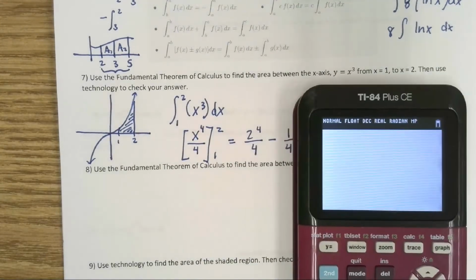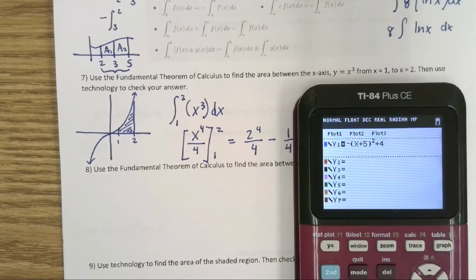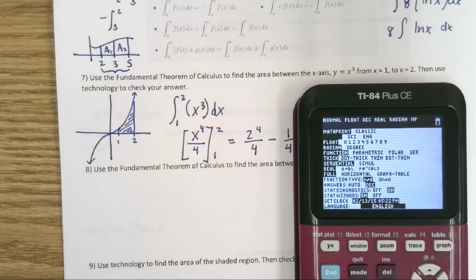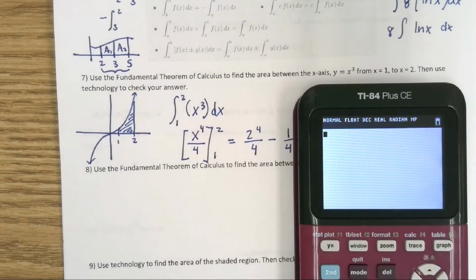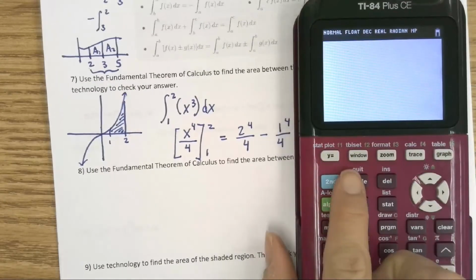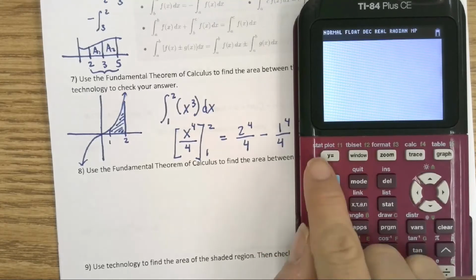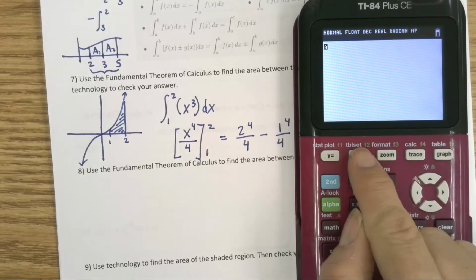So first thing we're going to do is graph our function. Actually, we don't really need to graph it in order to find the integral. We're going to go to our home screen to do this. We have this lovely secret menu when you hit your alpha key right here. It opens up my secret menu. I'm going to choose alpha window.